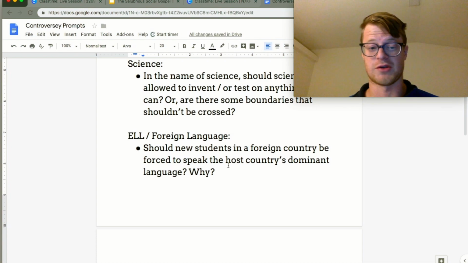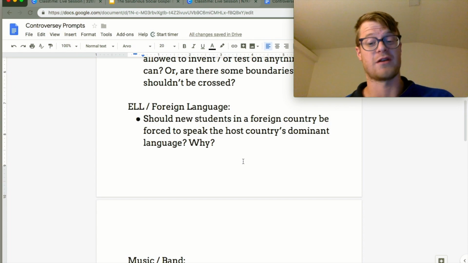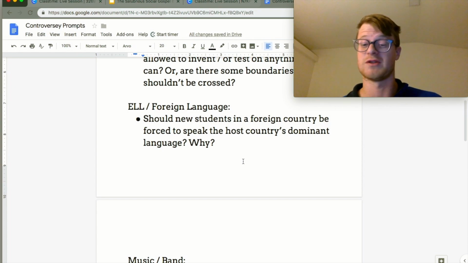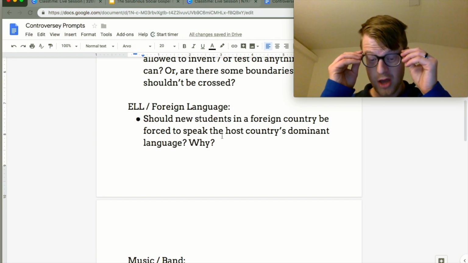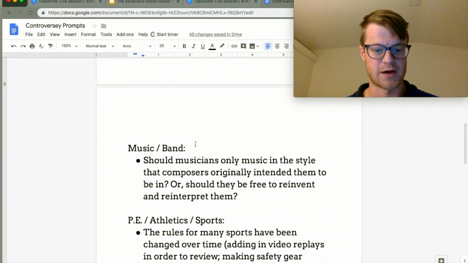ELL or foreign language students, a good one that could start off a conversation: if you travel to another country, let's say you're taking a class somewhere, should new students in a foreign country be forced to speak the host country's dominant language? Why? Students are going to have a lot of very complex feelings about this. But it could be really good if you're taking a field trip with a group of students to another country, or if you're learning about what school is like in another country. Could be something you might explore.